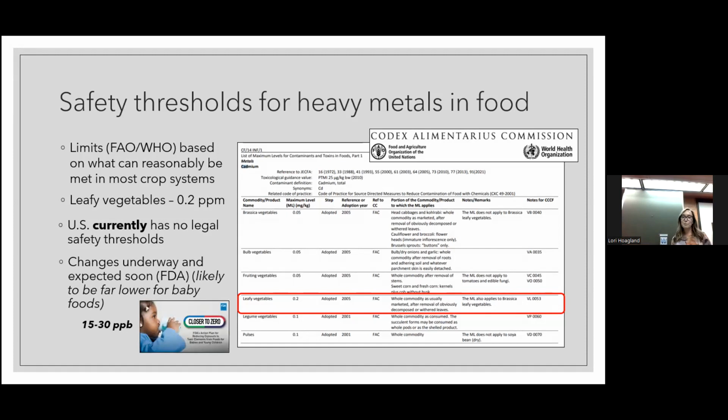There's been a lot of things happening lately, especially around baby foods, where the FDA is currently reviewing all these standards and is expected to come out soon with much lower standards, especially for baby food, in the even 15 to 30 parts per billion range, which is going to be very challenging to meet.